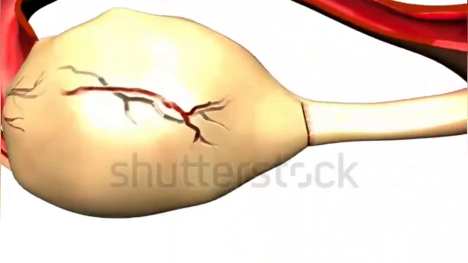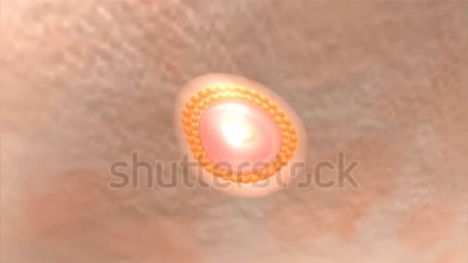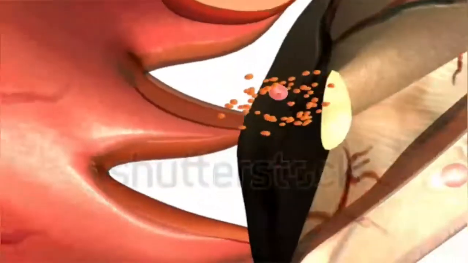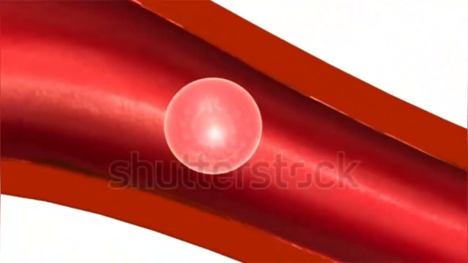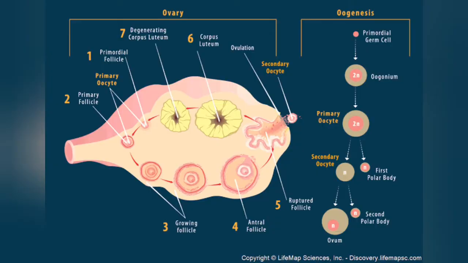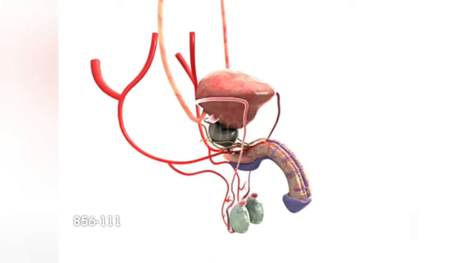Oogenesis is the production and development of an ovum. This occurs in the outermost layer of the ovaries. At first, there will be a structure called the primary oocyte. As it matures, it forms a secondary oocyte and the first polar body. And when the secondary oocyte matures, it turns into a matured ovum and it also forms the second polar body.